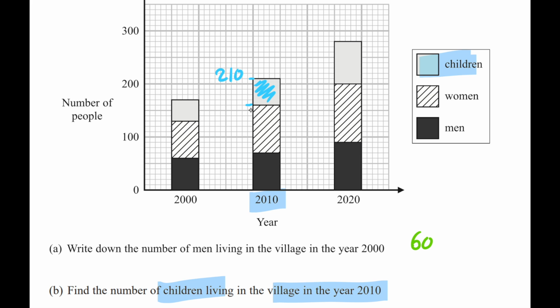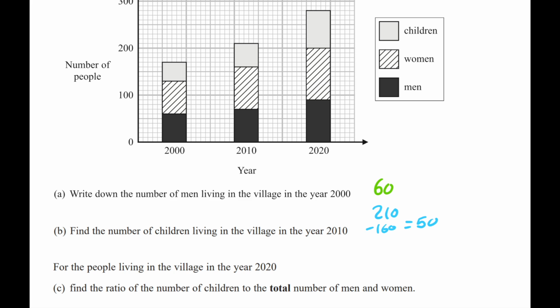This value here, well, that's 150, then 160, and 210 minus 160, that then gives you 50. So there's 50 children living in the village in 2010. Another way you could have done it is you could have counted up. So there's 1, 2, 3, 4, 5 squares, and each square is 10. So that then gives you 50 in total.